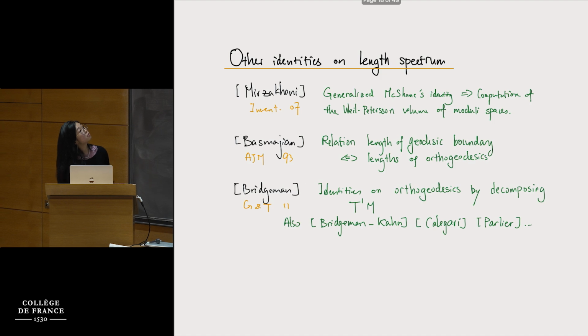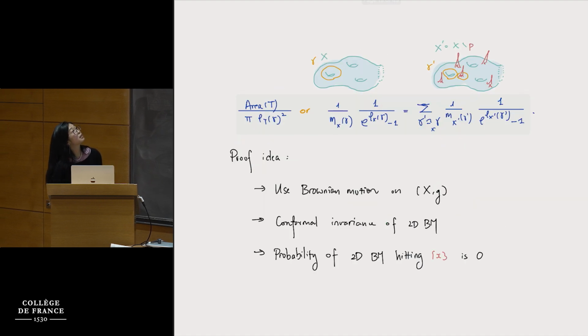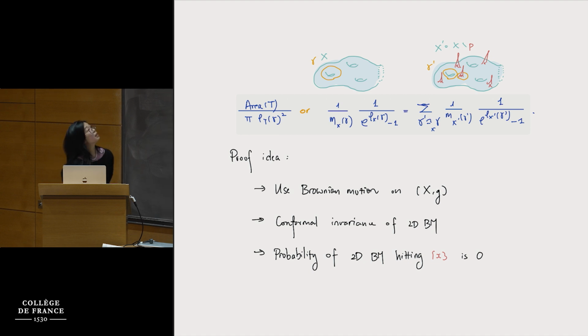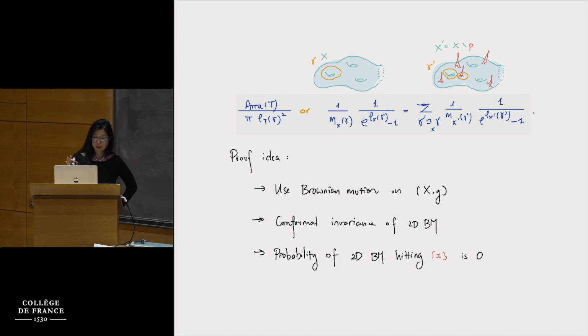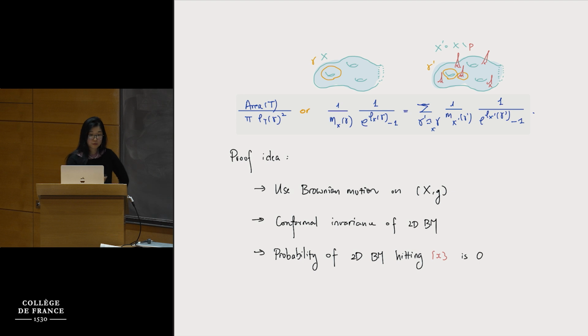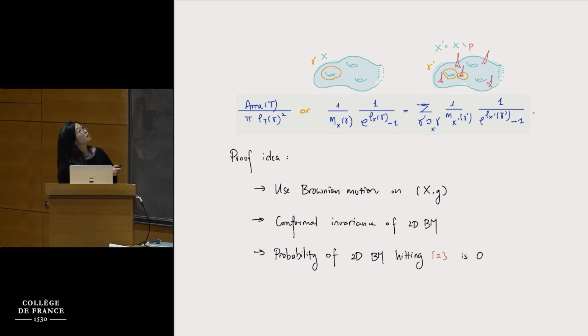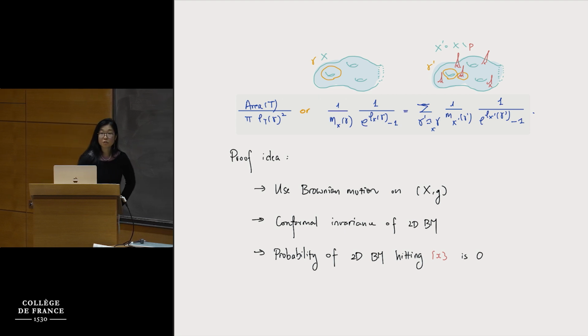But all these identities are really about the length of one surface. And in our case, we are considering the lengths of two different surfaces. Let me just rewrite this identity. So far nothing is probabilistic, but we're going to use probability to prove this. There are just two main ideas. We use Brownian motion on the Riemannian surface with some metric, like here a hyperbolic metric. And in 2 dimensions, Brownian motion has a remarkable property of being conformally invariant.